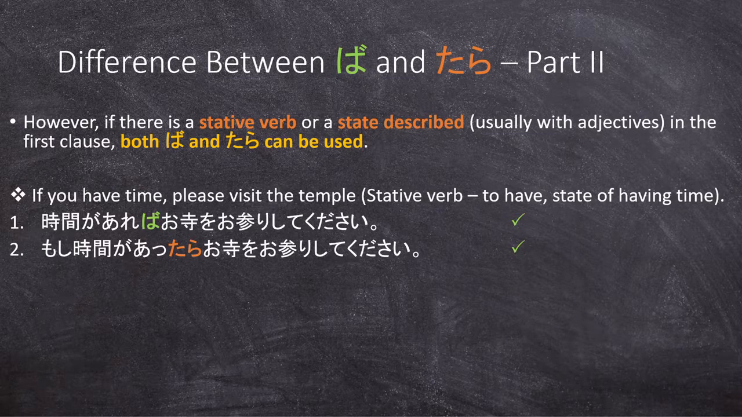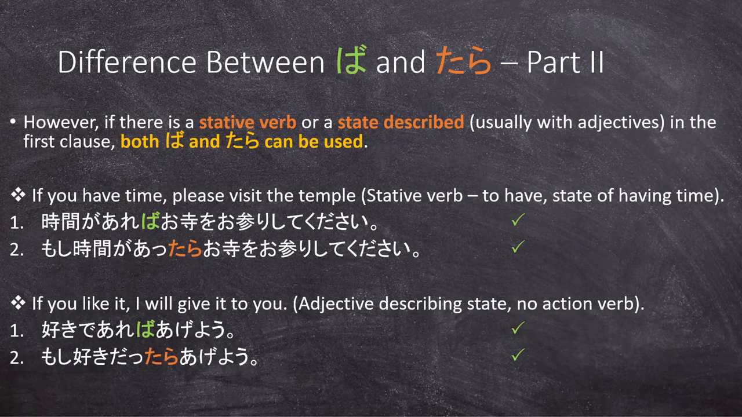So here we are saying, if you have time, please visit the temple. The case here is that we are using the stative verb to have, as in a state of having time, not actually holding it in your hands. And that is why here the usage of ba and tara is appropriate. It is correct to use both of them. You can use ba, you can use tara. There is no error here, simply because we have a stative verb, jikan ga areba or moshi jikan ga attara. So this is the case where you can use both ba and tara.